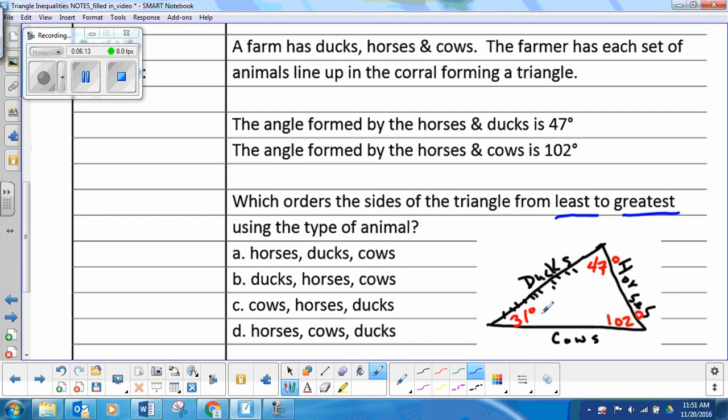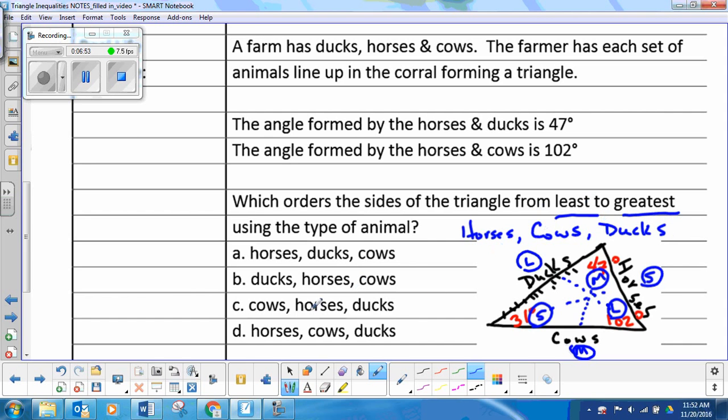So same as we did above, we need to designate where our small angle is, where our medium angle is, and where our large angle is. And we can look opposite that angle to determine that we have horses that are the least, creating the smallest side rather. Looks like cows is the medium size side. Let's put an S here to designate that. Put an M here to designate that. There we go. And then the large side is created by our ducks. You can see there's a multiple choice option here, and the answer is D.